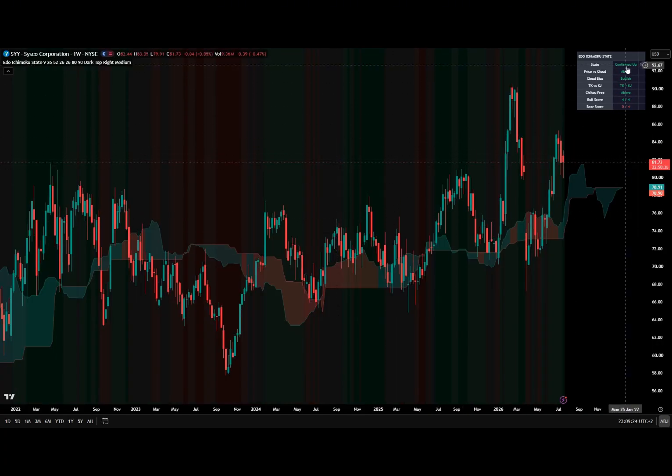The strongest state is confirmed up, and it needs 4 things to line up at once. Price above the cloud, a bullish cloud, the faster line above the slower one, and the lagging span free above old price. When all 4 agree, the score reads 4 out of 4 and the state is confirmed up. On Sysco weekly that is exactly the picture, every criterion on the bullish side, price riding a green cloud. Confirmed down is the mirror of this, all 4 on the bearish side.